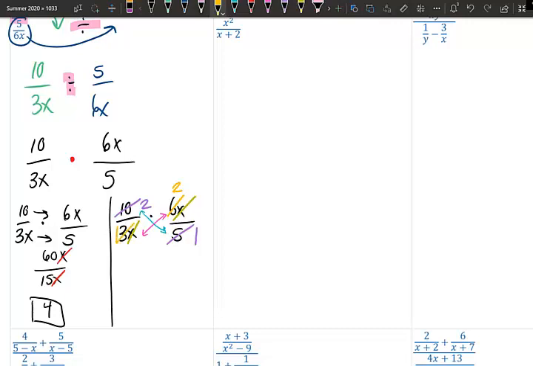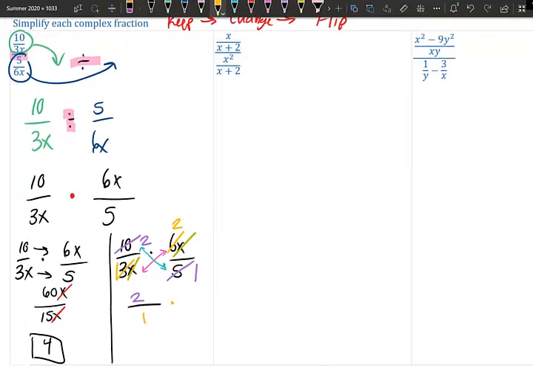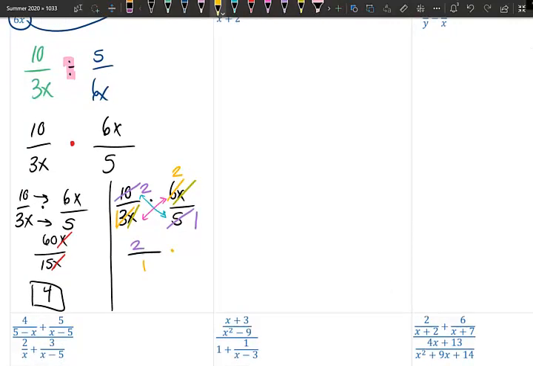So I'm just going to write what we have left over. We have 2 over 1 times 2 over 1, which is just 4. So you see how we get the same answer. It just depends on how you want to do it. It's totally up to you. I'm going to cross multiply. I like to cross multiply.